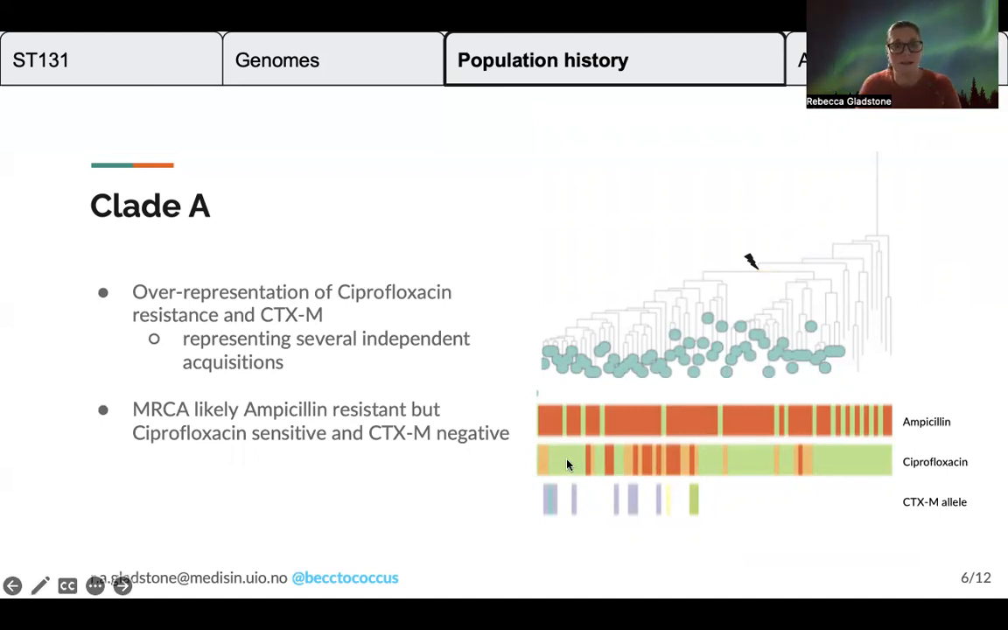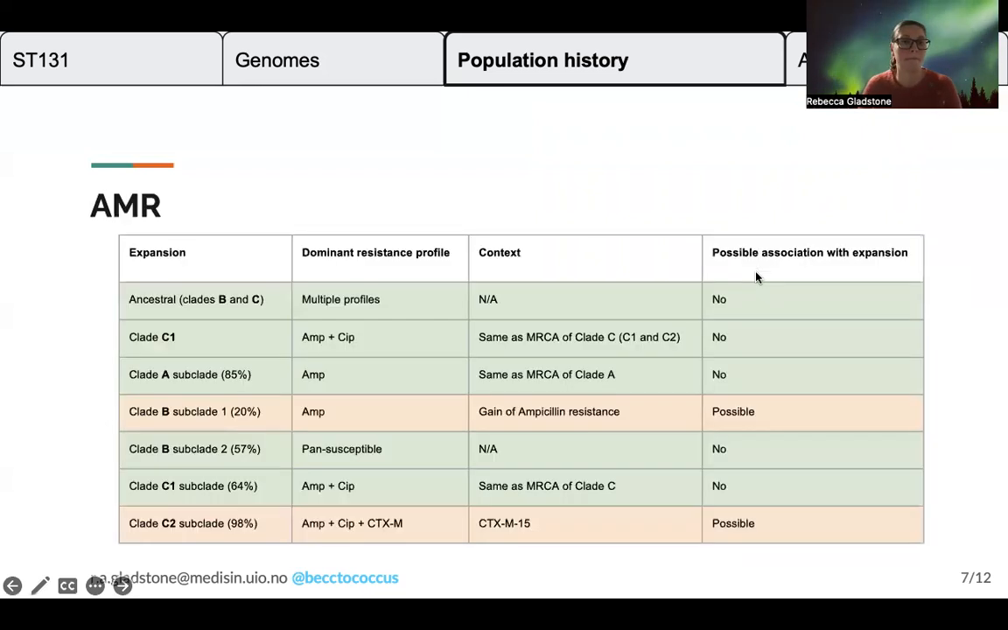However, these represent a number of independent acquisitions, and the most recent common ancestor was likely ampicillin resistant, but ciprofloxacin sensitive and CTXM negative, so it's unlikely to have driven the expansion on this branch.